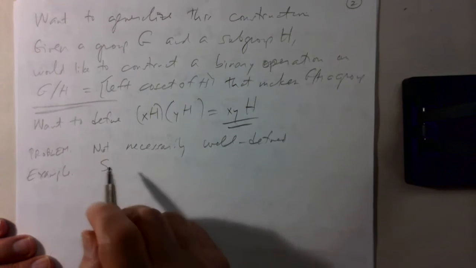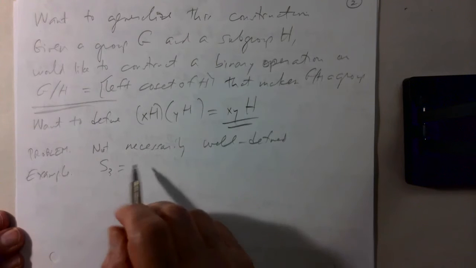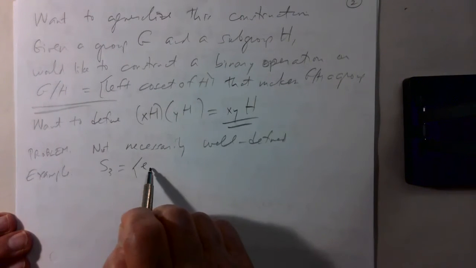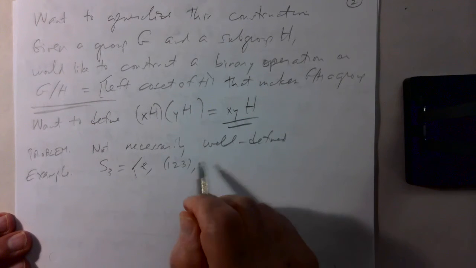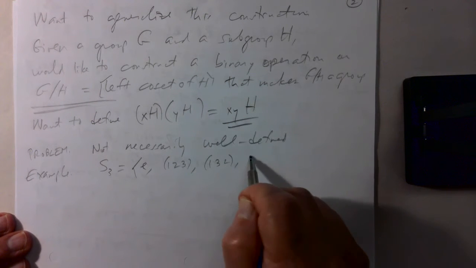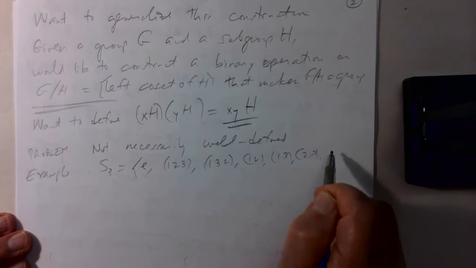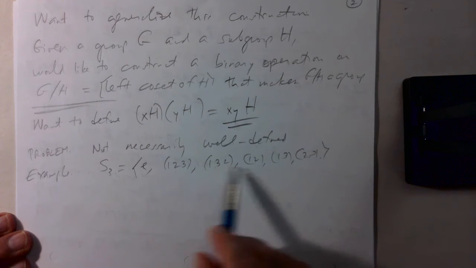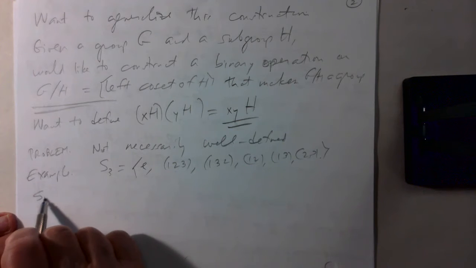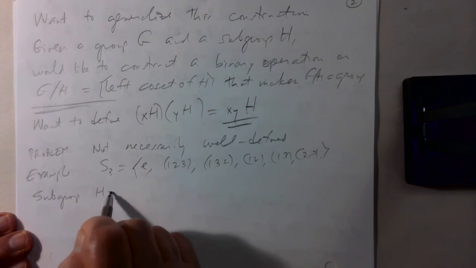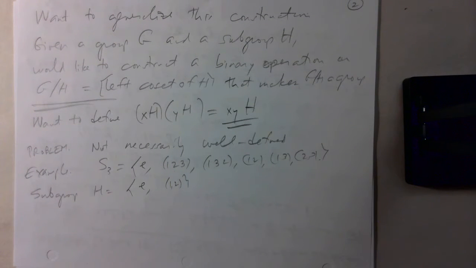Let's take S3, the symmetric group on three numbers, the permutations of 1, 2, 3. We know this group has 6 elements. There's 6 ways to permute 1, 2, and 3: the 3-cycle (1 2 3), the 3-cycle (1 3 2), and the transpositions (1 2), (1 3), and (2 3). So these two elements are of order 3, and a transposition is order 2. Consider the subgroup H consisting of the identity and the transposition (1 2).